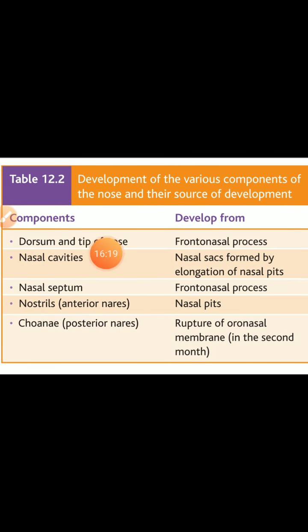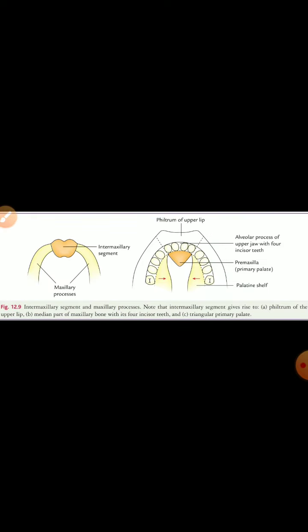Now we'll again go back to this. Dorsum and the tip of the nose, frontonasal process. The nasal cavity is developed from the nasal sac formed by elongation of nasal pits. The nasal septum is again formed by the frontonasal process. Nostrils, nasal pits. Choanae are also called posterior nares. They are formed after the rupture of the oronasal membrane in the second month. This is the development of various components of the nose and the source of development.